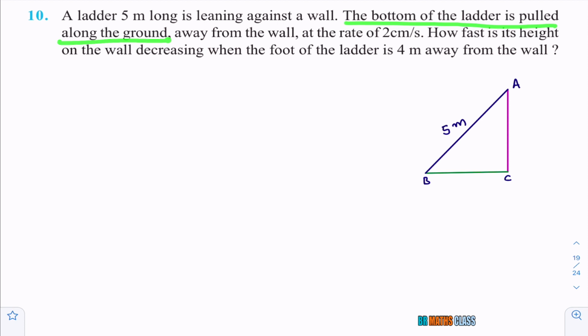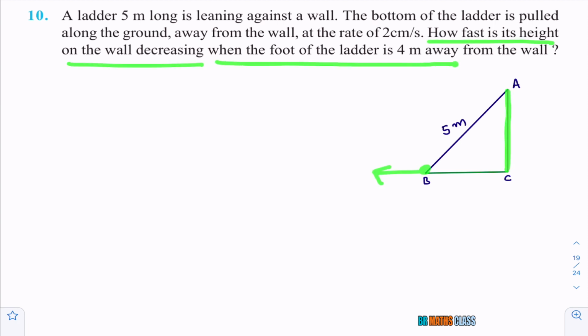Where is the bottom of the ladder? You see here B. This is the bottom of the ladder. This is pulled along the ground away from the wall, at the rate of 2 cm per second. How fast is its height on the wall decreasing when the foot of the ladder is 4 meters away from the wall?